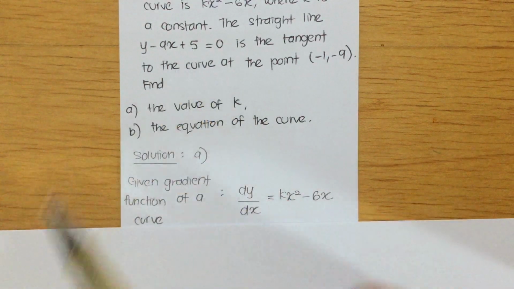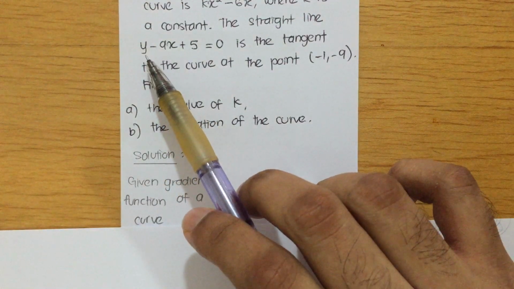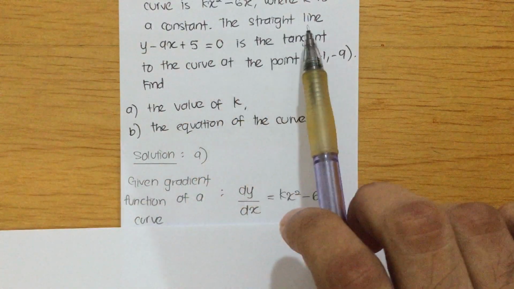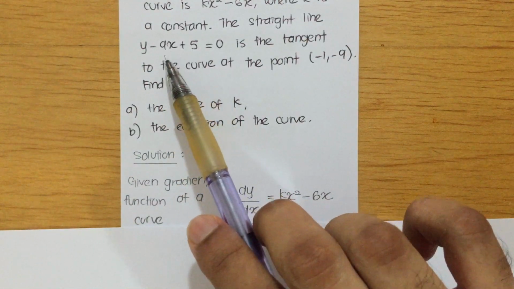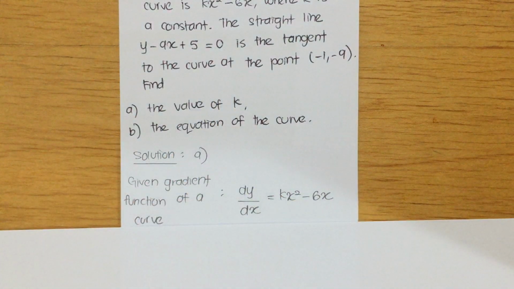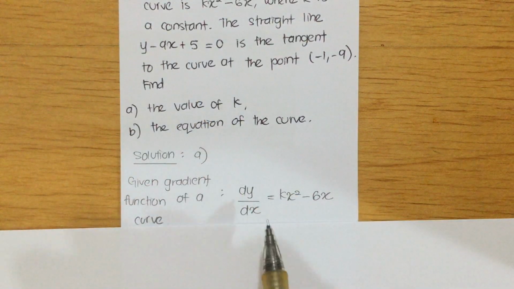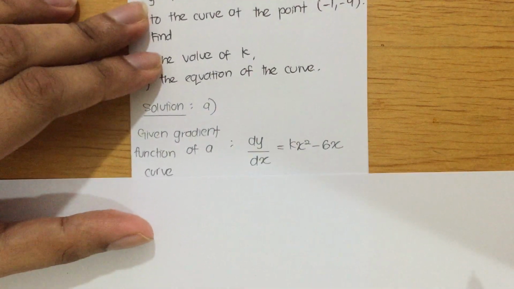So this 9, as we learned in the straight line form y equals mx plus c, is actually m. M is the gradient of the graph. In this case, our straight line y equals 9x minus 5 is the tangent, so the gradient of the tangent is 9. What we're going to do now is relate this 9 to dy/dx. Sounds confusing? No worries guys, I'm going to show you the step-by-step working now. So please stay with me.